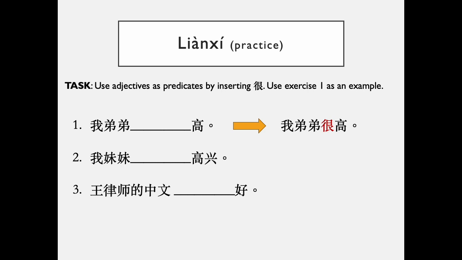What about number 2? You could say 我妹妹很高兴. Simply adding the 很 in front of the adjective 高兴。第三呢? What about number 3? We could say 王律师的中文很好. Right? Lawyer Wang's Chinese is good.